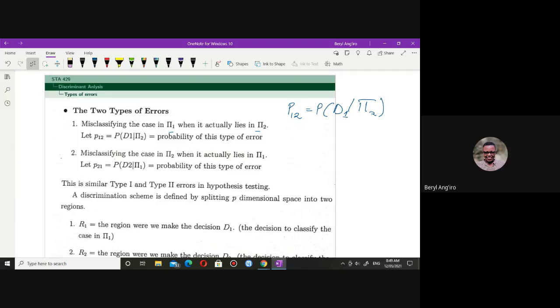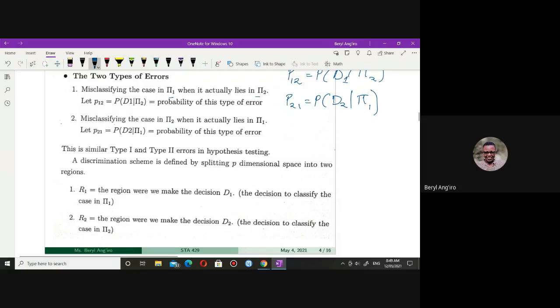The second one is misclassifying the case in population 2 when it actually lies in population 1. Then we have the probability P(2|1). So you make decision D2 given that it belongs to population 1. So this is the probability of this type of error, that is, misclassifying the case in population 2 while it belongs to population 1. So this is similar to type 1 and type 2 errors in hypothesis testing.